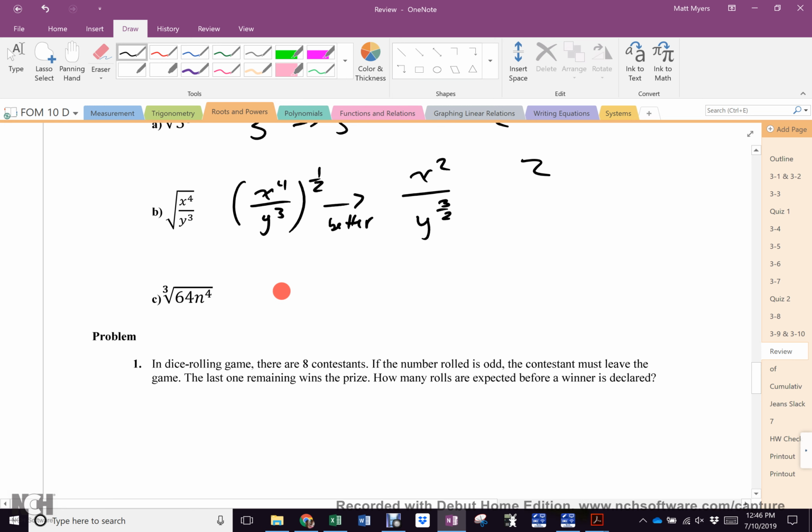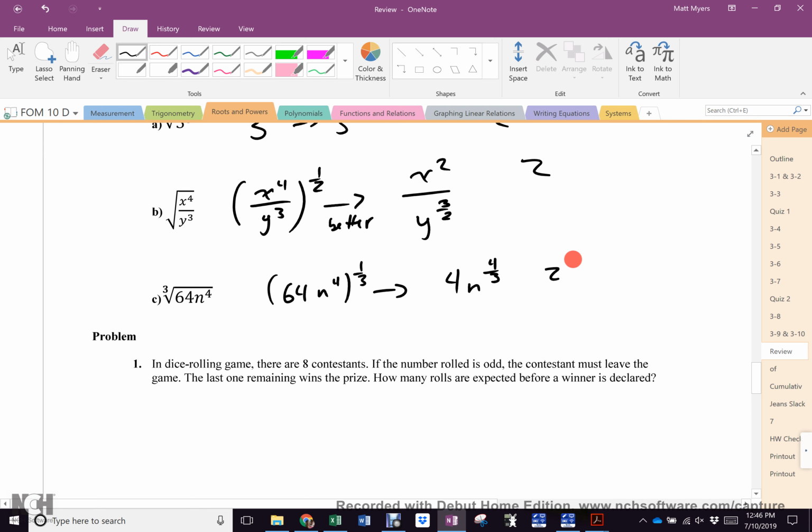And this one is 64 n to the 4th, all to the 1/3. Okay, better, 4n to the 4/3. Best.